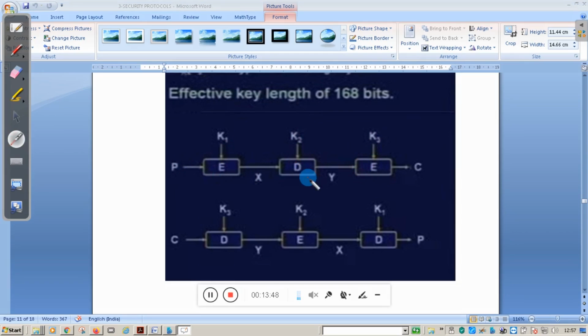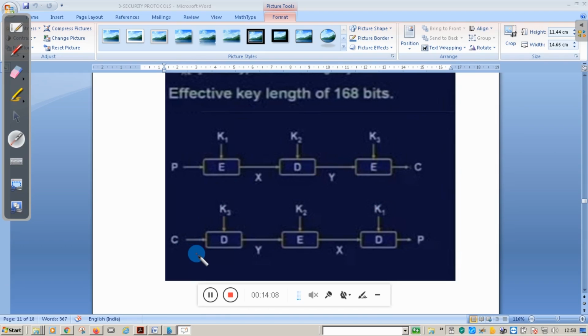Here you can follow any format, like you can decrypt first and encrypt next, or encrypt first and decrypt next. But when you recover plain text from the ciphertext, you have to follow the exact reverse procedure.